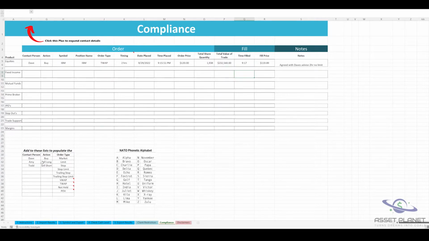Here's the person's name. So these are shortcuts. So in this theoretical trade, I talked to Dave, or the trader talked to Dave, with a buy of IBM. The order type was a TWAP. Here's what that means: time-weighted average price. Here are definitions of all the others.